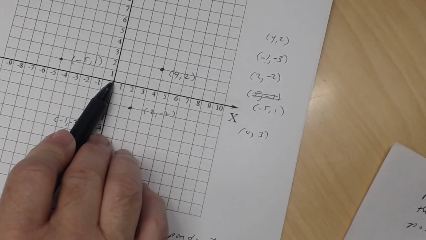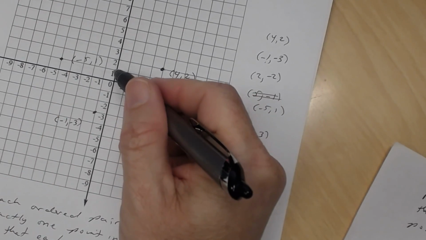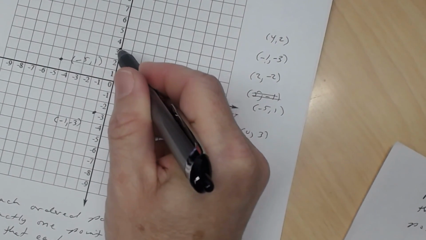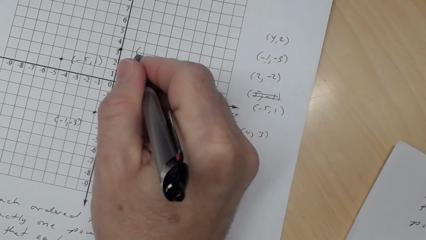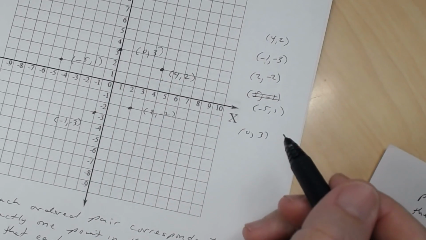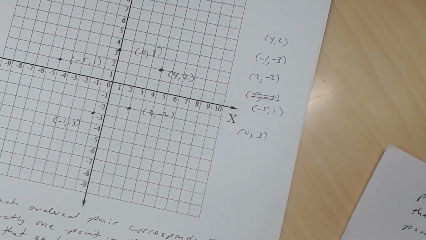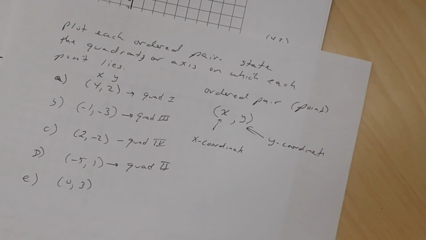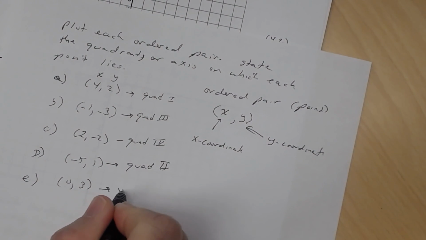Now I'm going to do the y-coordinate. The y-coordinate is a positive 3, so I'm going to go up 3: 1, 2, 3. So this is the point right here. When I label it, that's the point 0, 3. So 0, 3 is located on the y-axis.